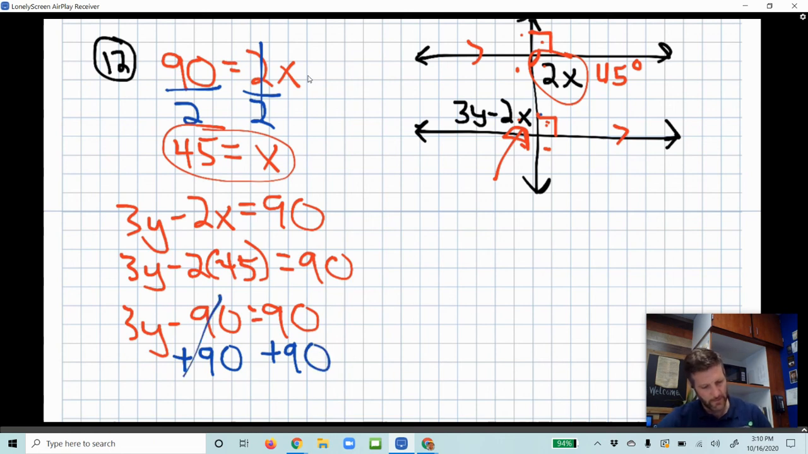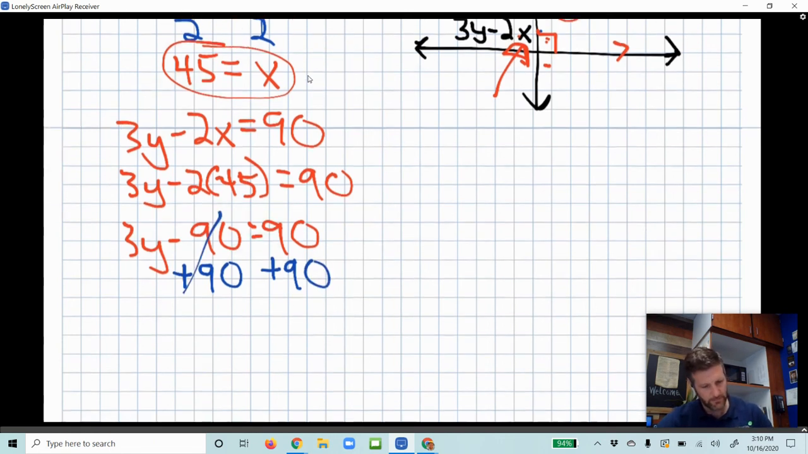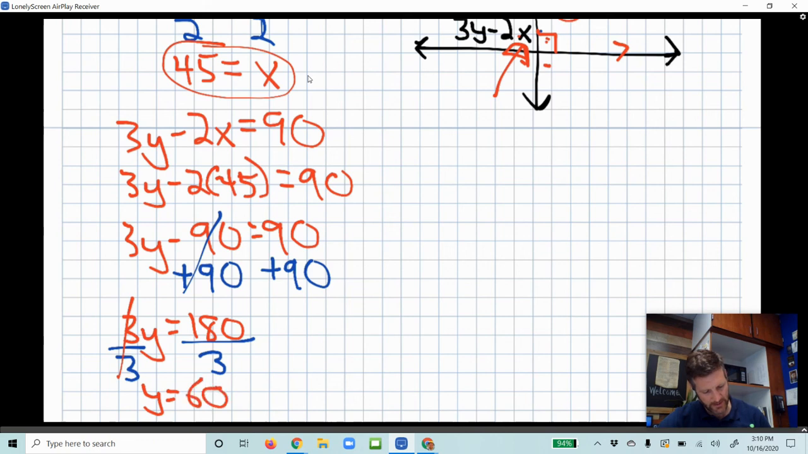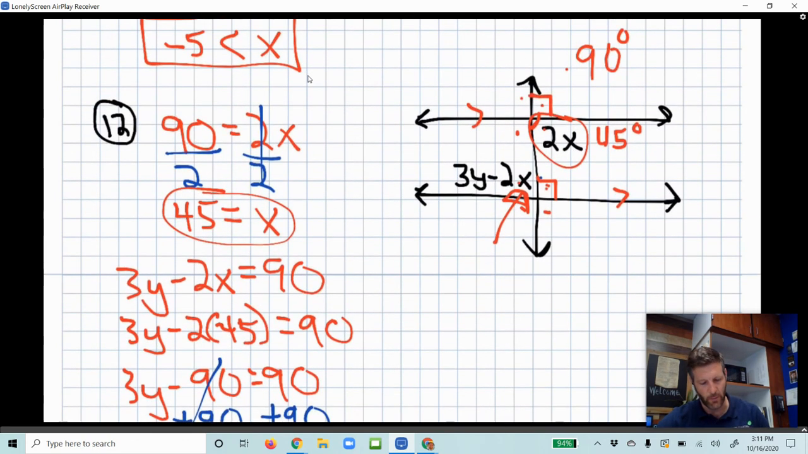Cancels out. So I get 3y equals 180. Get y by itself by dividing by 3. And there we get, crosses out, y must be equal to 60. So y is 60 and x is 45. And we could plug that in and check it if we want to.